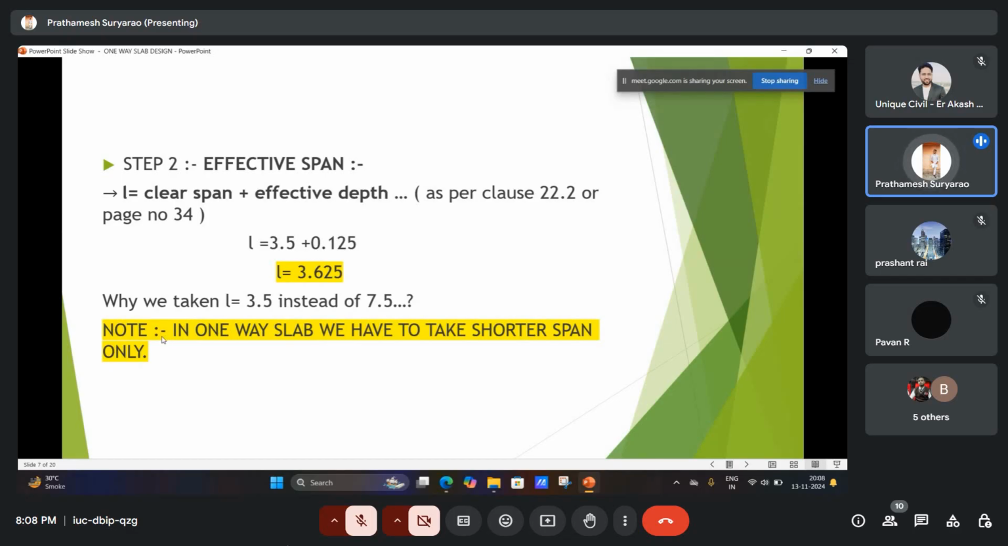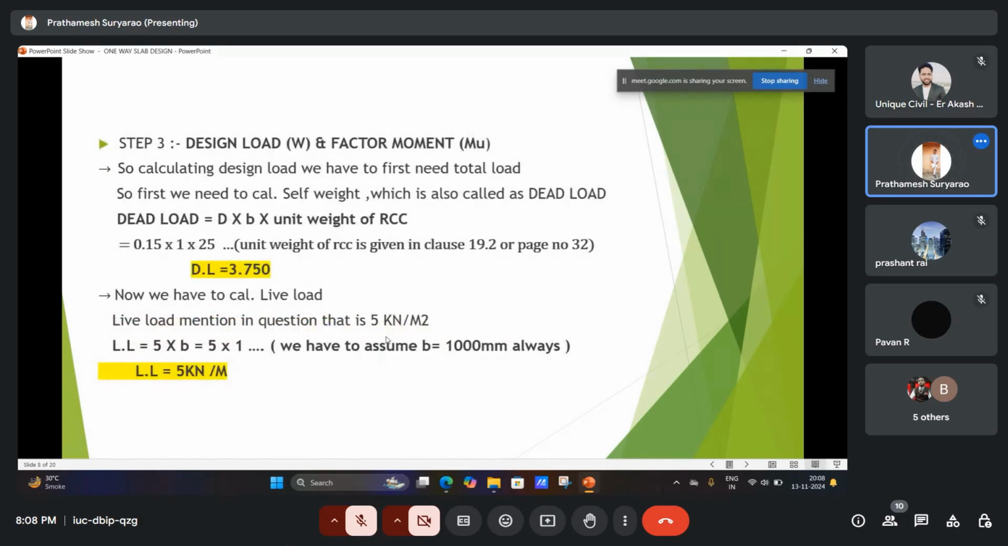So as per IS code note, in one-way slab we have to take only the shorter span, but in two-way slab we consider both the longer span and the shorter span. But in one-way slab we always take the shorter span for designing. So for step 3, we will now calculate the design load, which is W, and the factored moment Mu.